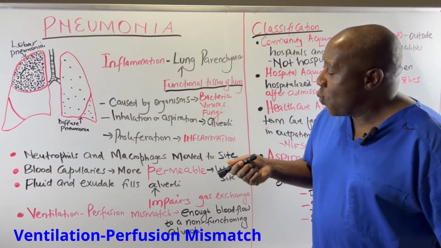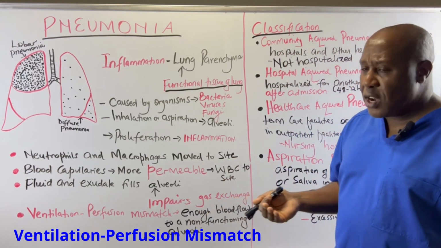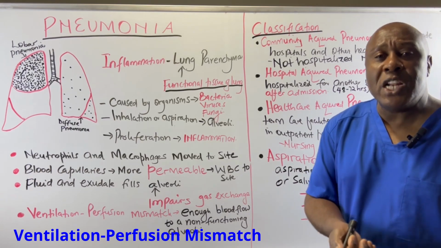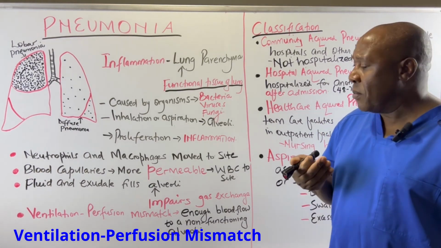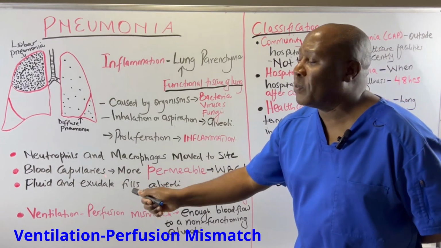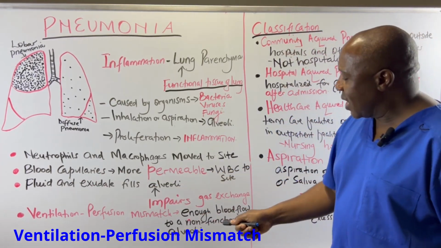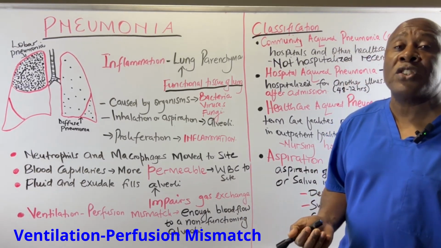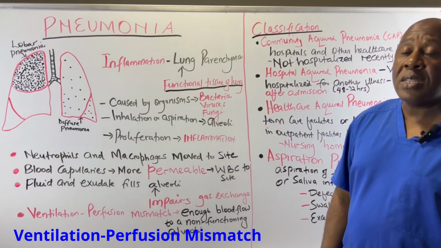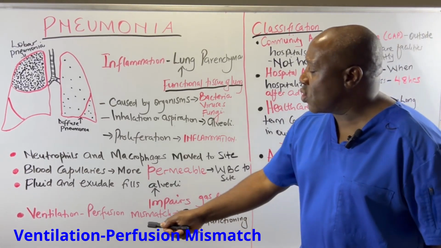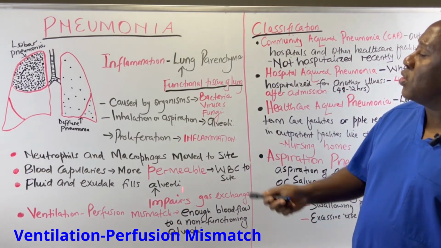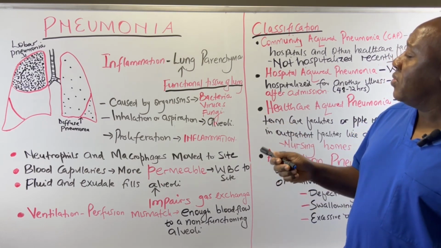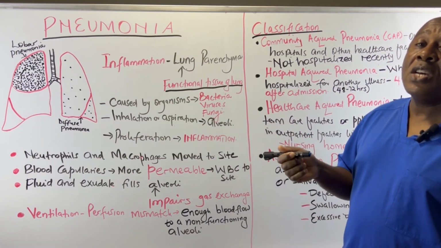Why? Because we have more blood flowing to the alveoli to pick up oxygen to be transferred to the rest of the body, but very little oxygen is moving through the alveoli because of this fluid. So enough blood comes to the alveoli, but since the alveoli is not functioning properly, only a very small amount of oxygen is picked up to be transported to other parts of the body. So we have what we call ventilation perfusion mismatch. That's how pneumonia occurs as a result of this inflammation process, which is a response to microorganisms reaching the alveoli.